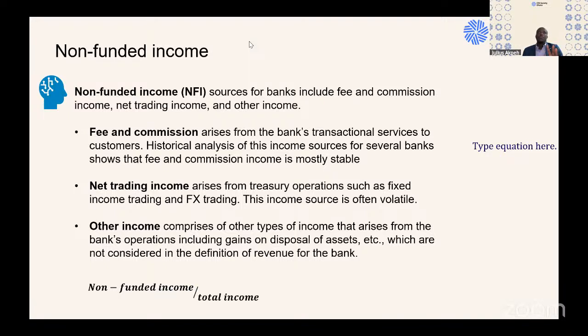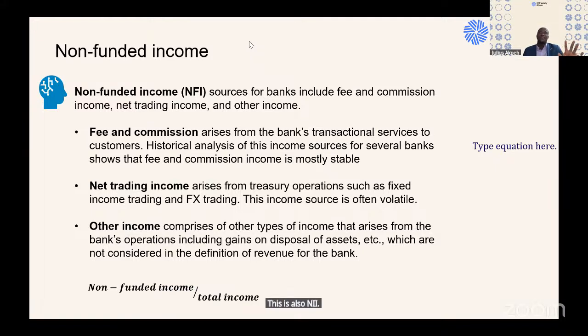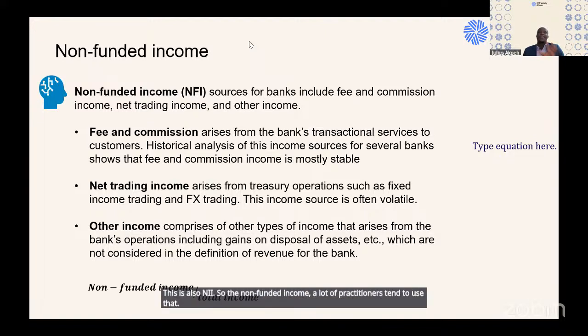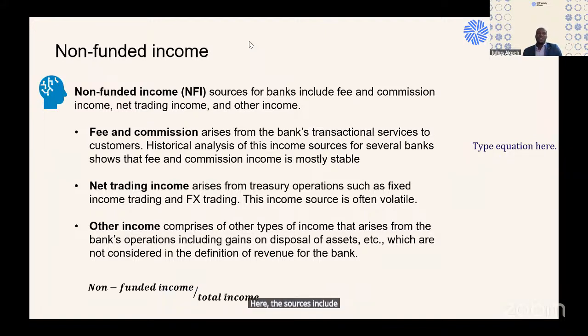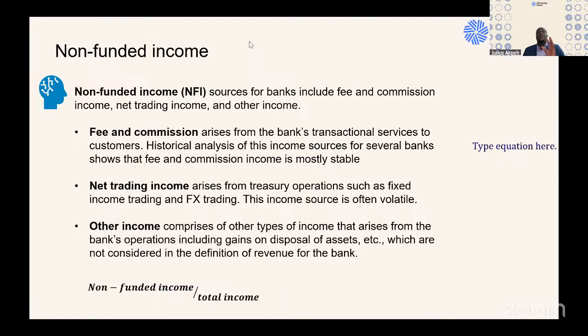Sometimes we call them non-interest income. But the reason I don't like to use non-interest income is that its abbreviation, NII, is the same as what I use for net interest income, which is also NII. So a lot of practitioners use non-funded income. Here, the sources include fee and commission income, net trading income, and other income, as I talked about earlier. Regarding the question asked earlier, the net trading income sits on its own on the bank's P&L.